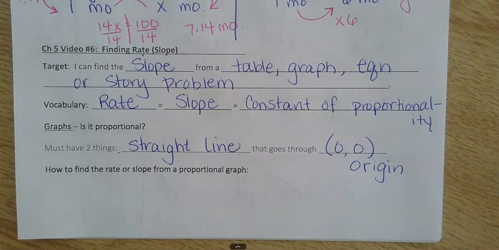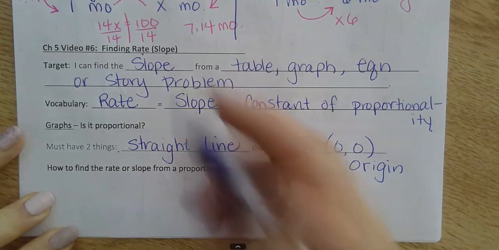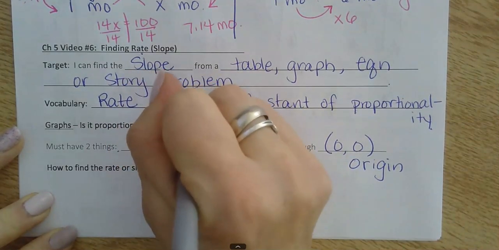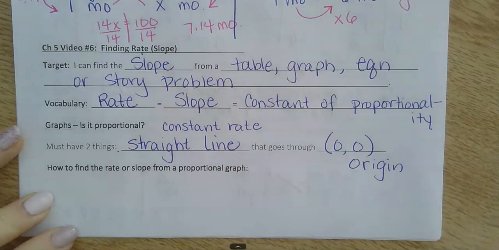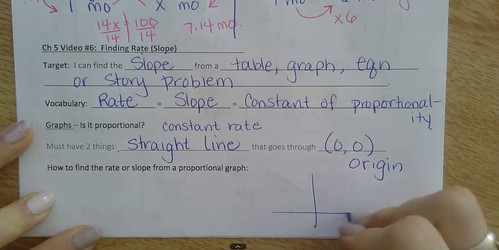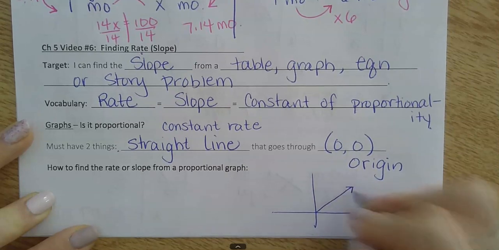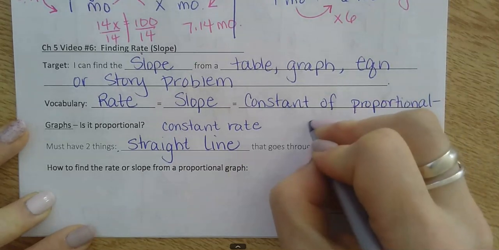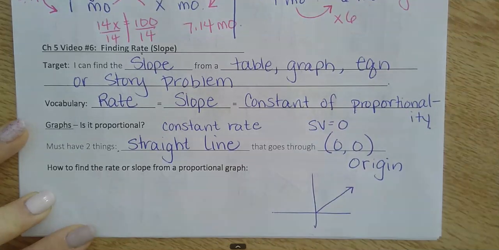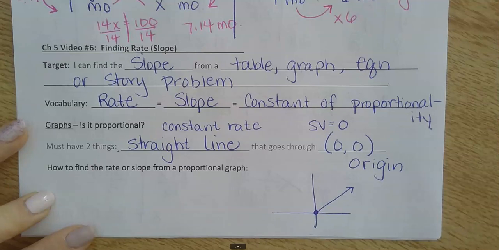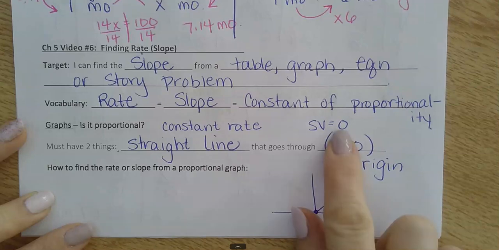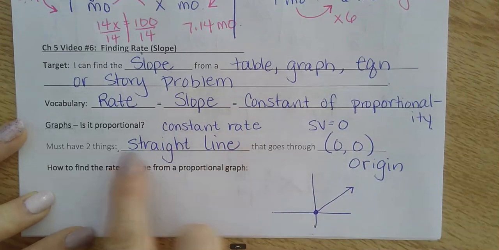Now, what does this really mean? Well, if it has a straight line, that means it has a constant rate. Things that have a constant rate are going to be, when I graph them, a straight line, right? And it has a starting value of 0. So it goes through this point 0, 0 because it starts at 0. So it is going to be proportional if it starts at 0 and has a constant rate, so it shows up as a straight line.